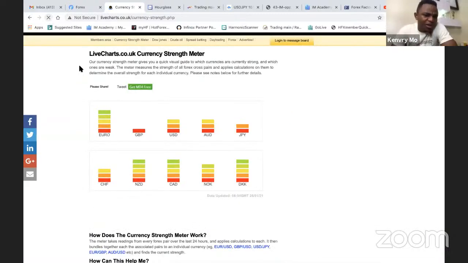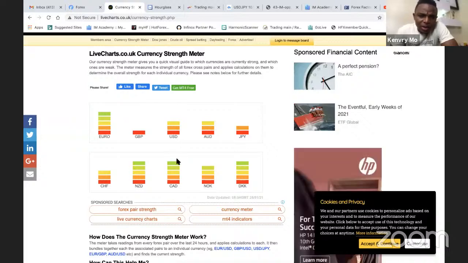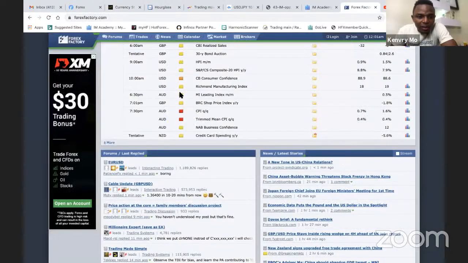Okay, GBP lost strength, JPY lost strength as well. USD lost strength. So USD card should be selling. Leave it at that. I think there's been a shift. 10 o'clock, there is news on USD. 9 o'clock. I think this is what is affecting the market.